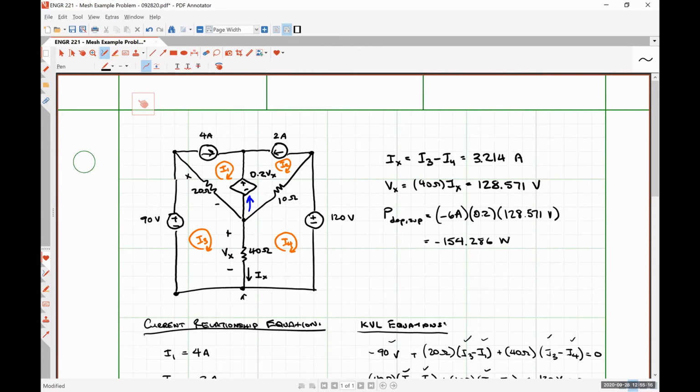It's absorbed, right? So all that really means is that my best guess is the 120 volt source is supplying. I'm not sure exactly what's going on with the 90 volt source. It may be supplying, it may be absorbing. Typically speaking, the largest source usually winds up supplying.